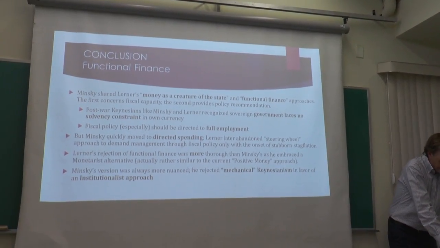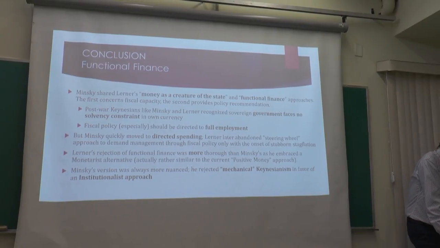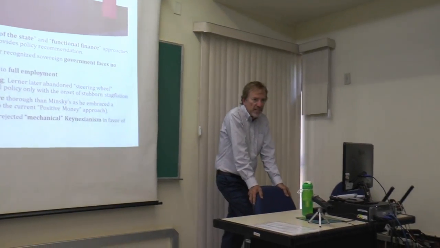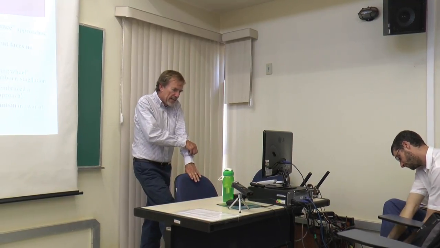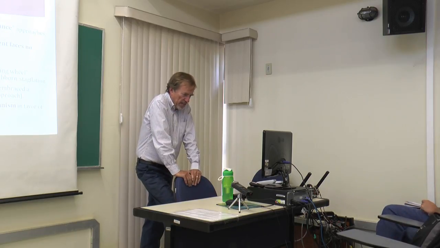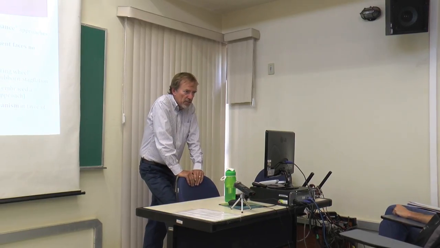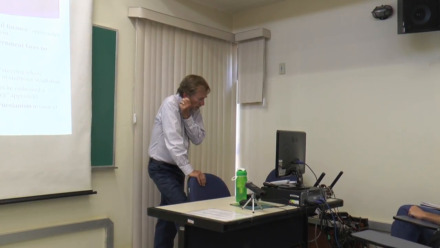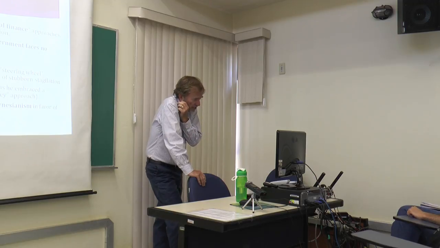And he shared the functional finance approach. The first concerns fiscal capacity, the second provides a policy recommendation. So money as a creature of the state is really a description of the way things work. Functional finance was the policy consistent with that view. Post-war Keynesians like Minsky and Lerner recognize sovereign government faces no solvency constraint on its own currency. Neither of them really rejected that either. Even when they reject functional finance, they don't reject that. Fiscal policy especially should be directed to full employment.